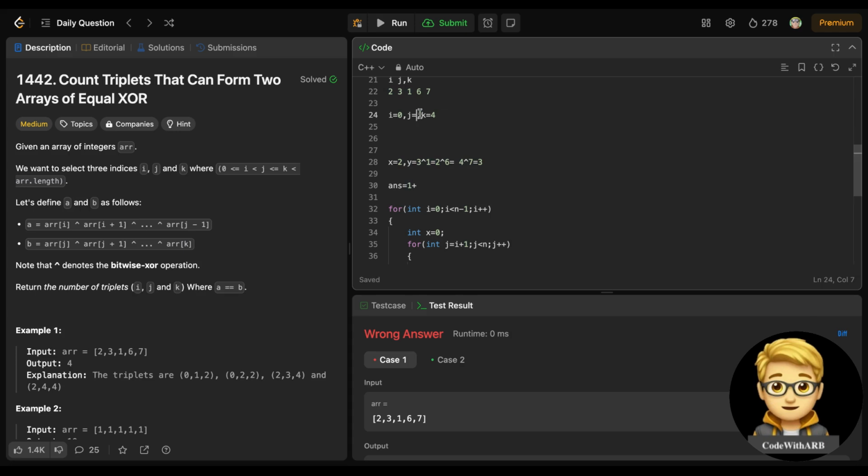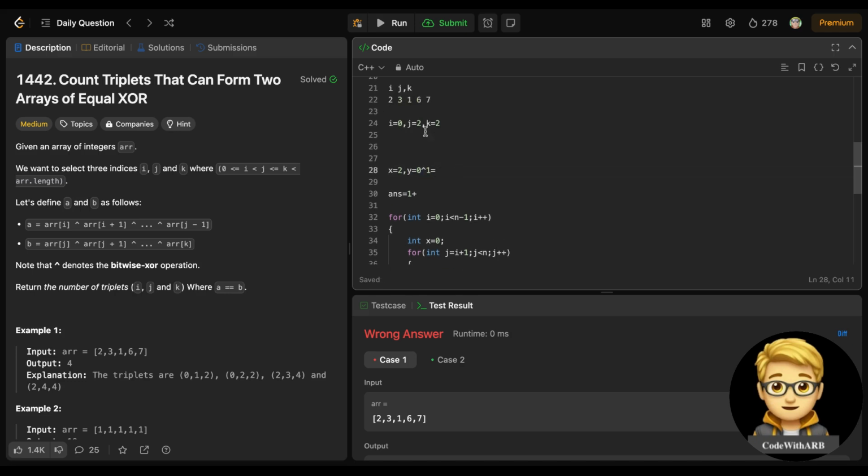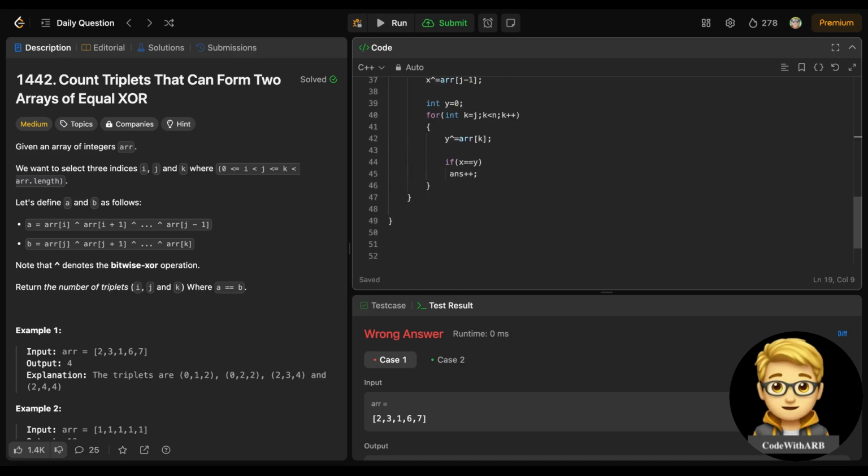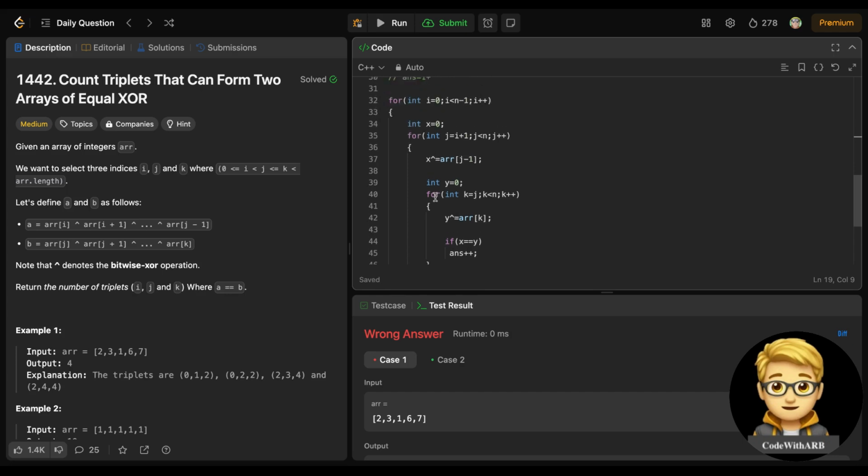Now j becomes 2, and we will start from this 1th part. So y would be again 0, and j equals 2, so k also becomes 2. Now we will start from k equals 2. Now y is 1, equal to 1, and this is how we will simply keep iterating again and again to form the triplets, right? So this is mainly a brute force approach. So this is how we will get our answer.